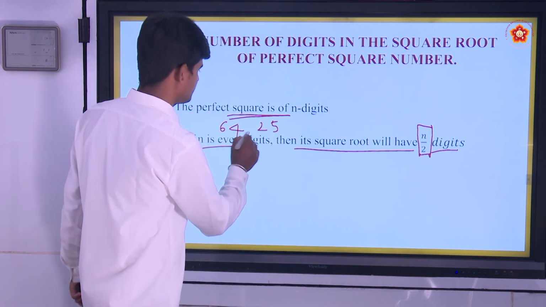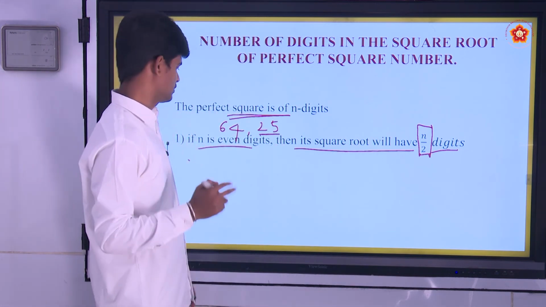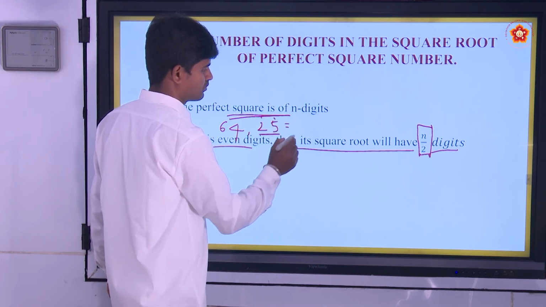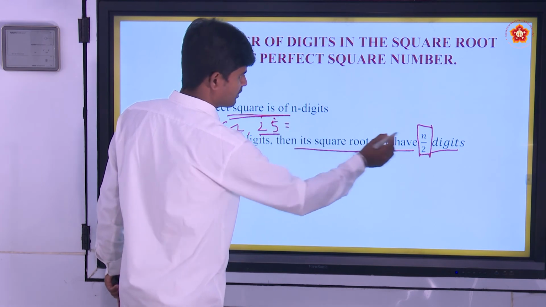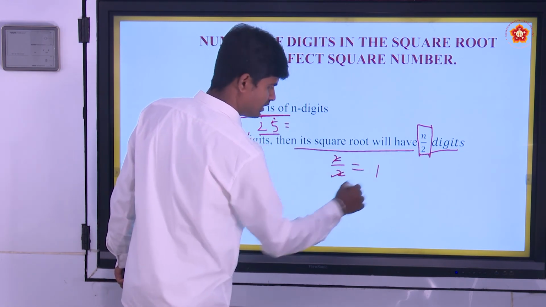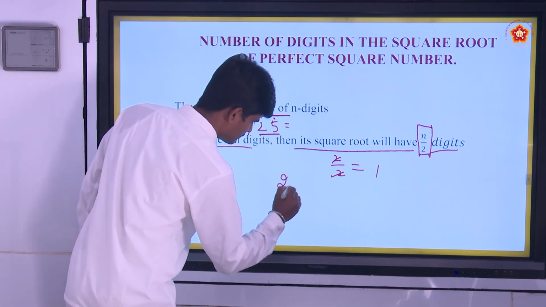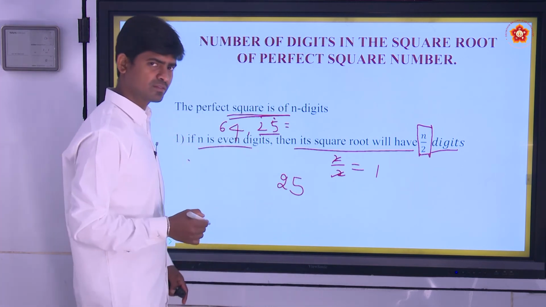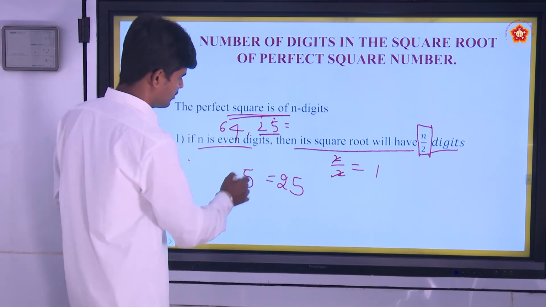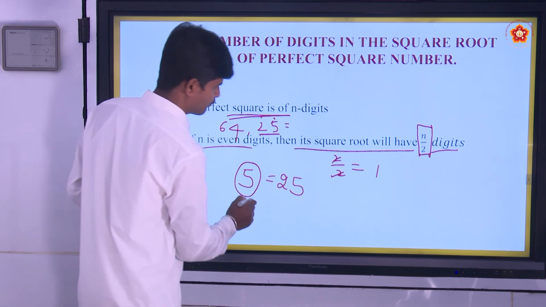How many digits are there in this perfect square? 2, and this is an even number. 1, 2, that is n. Substitute the value of n: 2 divided by 2, that is 1. The square root of 25 is 5. So 5 is only one digit.